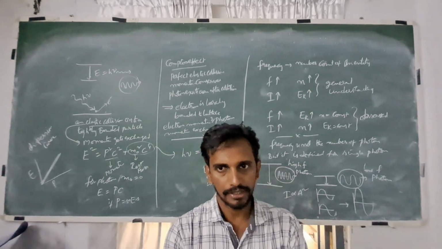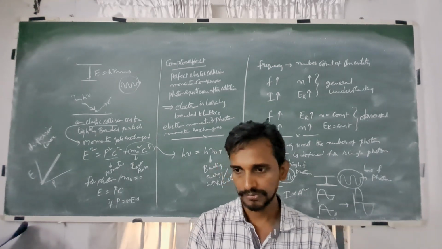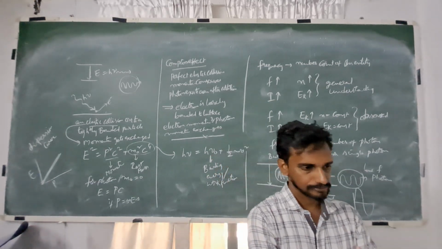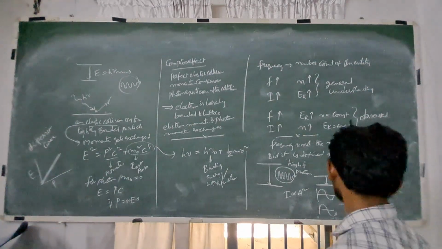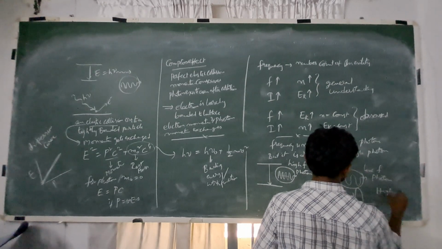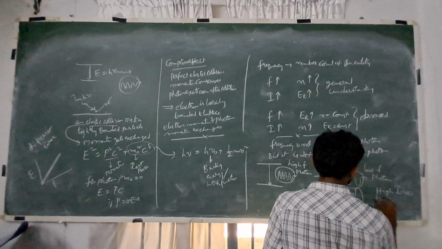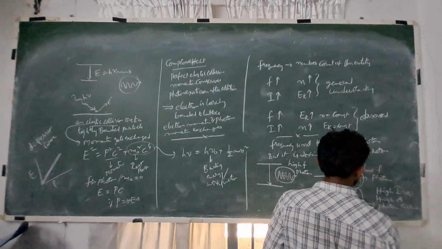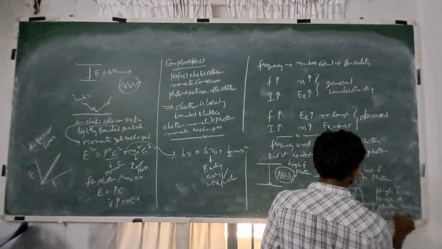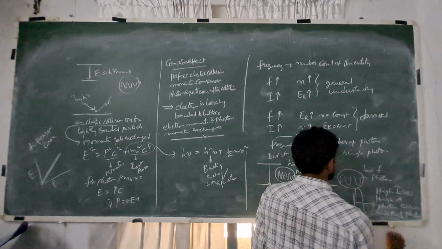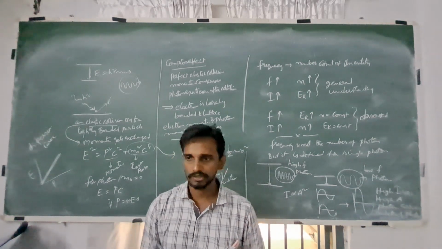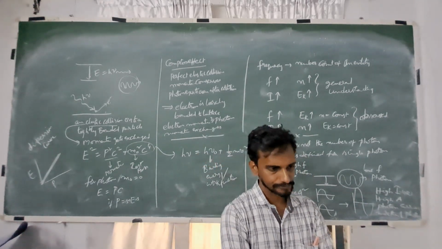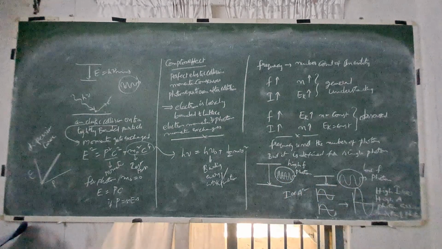So a high intensity photon actually carries more than one photon. With the rise in intensity, the number of photoelectrons increases. So a high intensity photon is actually the result of constructive interference between two or more photons. This is constructive interference.